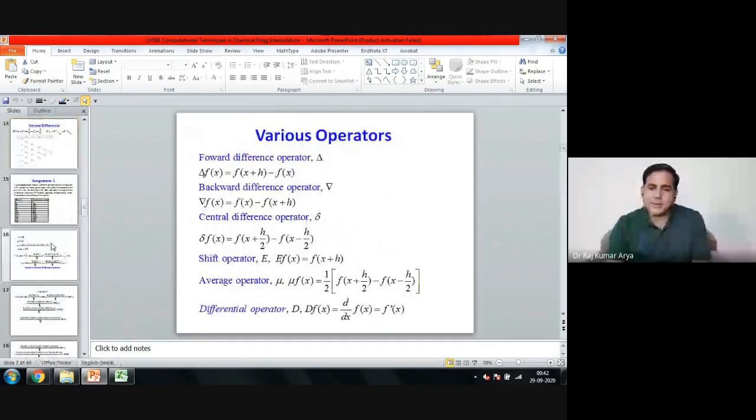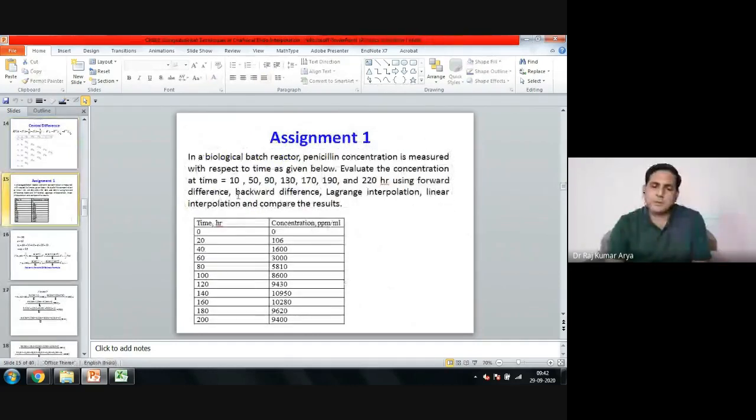So here you will get an answer for each time. Let's say you are calculating for 10, how many answers will you get? Four: one for backward, one for forward, one for Lagrange, and one for the linear integral. At t equal to 10 hours, you will get 4 answers from all these 4 techniques.